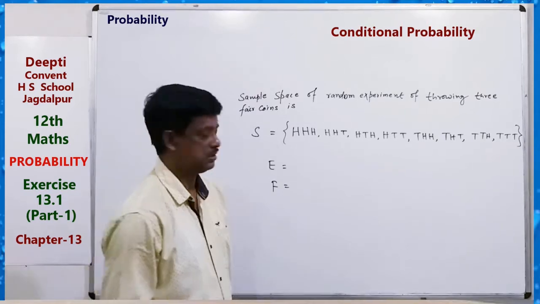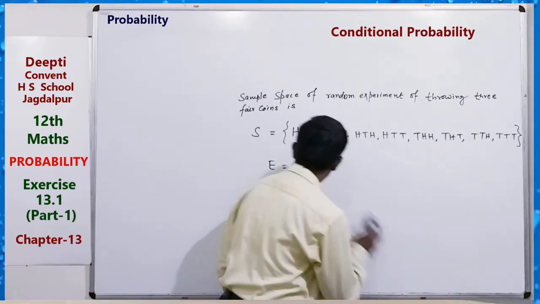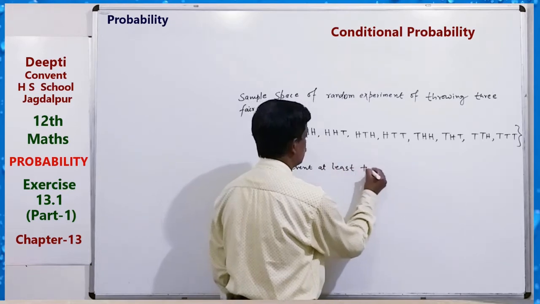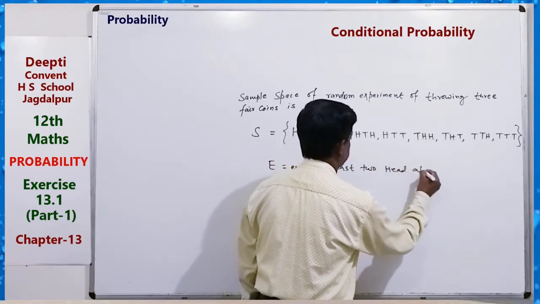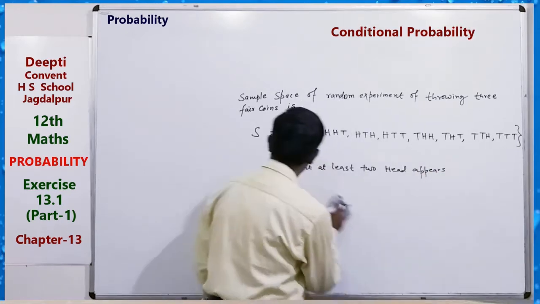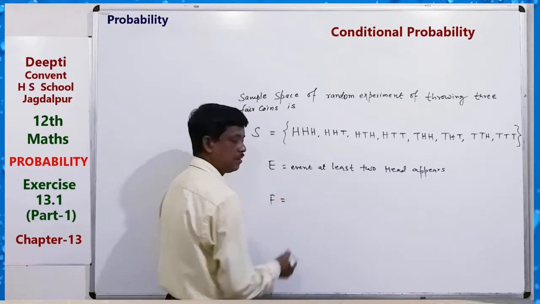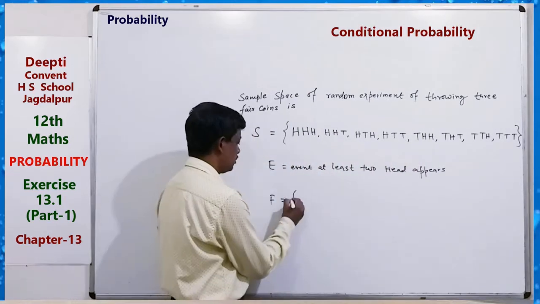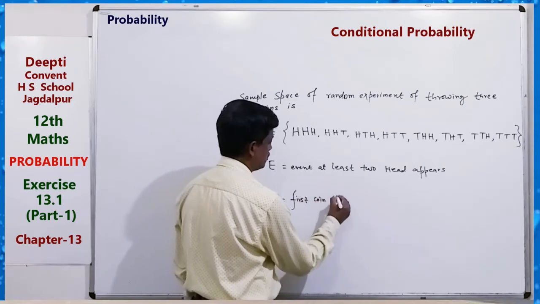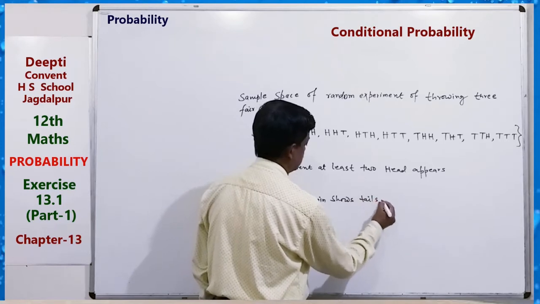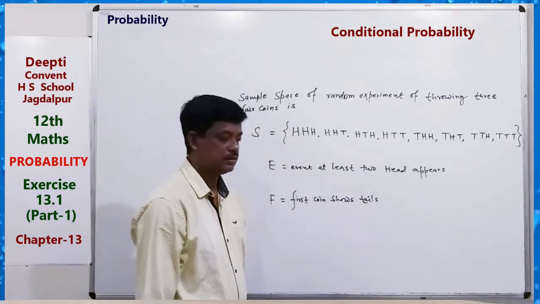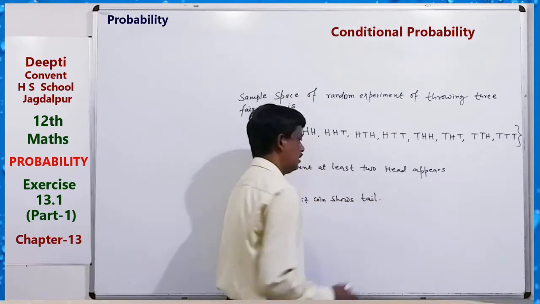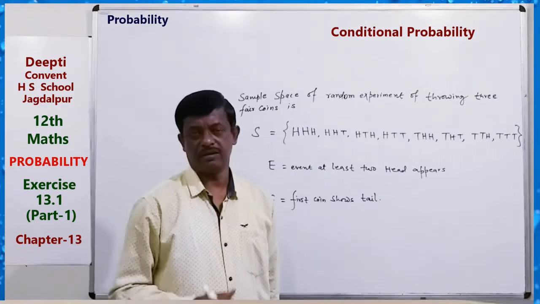Let E be the event that at least two heads appear. And let F be the event that the first coin shows tails. There is a coin. There are head and tail in a coin.